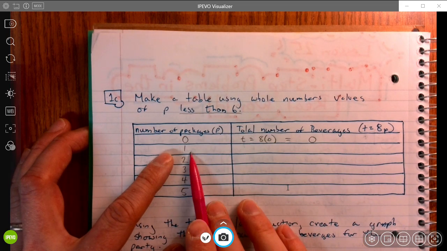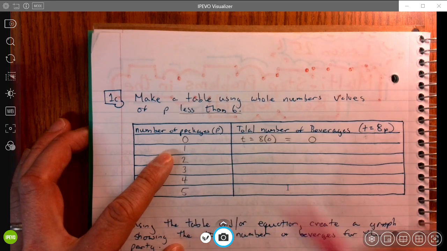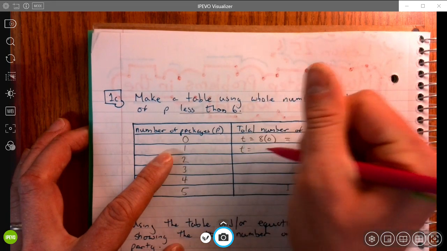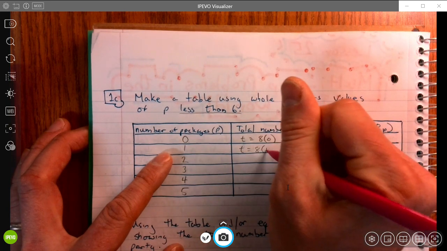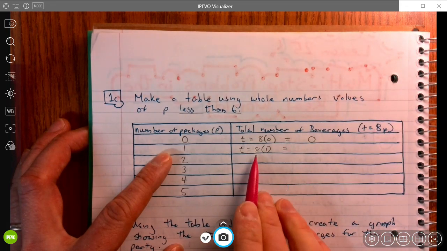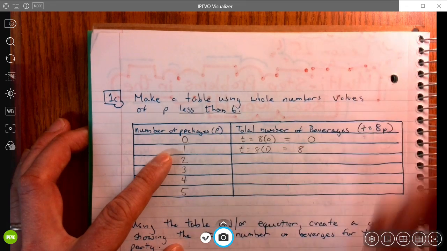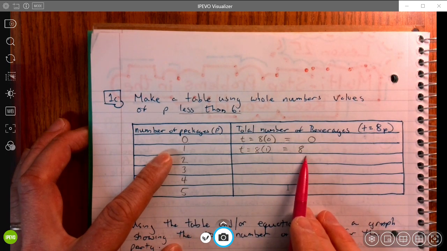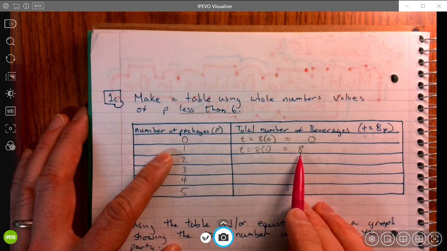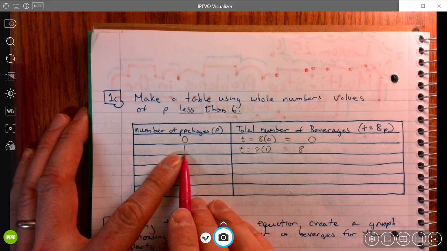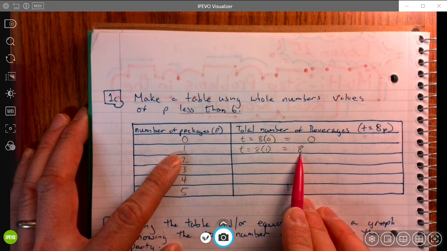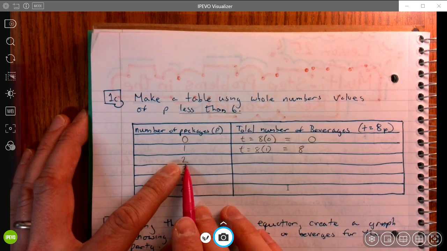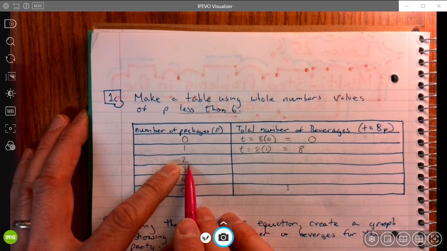Let's do the next one. What if Zin buys 1 package? Again, everywhere I see a P, I'm just going to plug in a 1. 8 times 1 is 8. So let's see if that makes sense. We know that there are 8 beverages per package. So if Zin buys 1 package, he has 8 beverages. Okay? Let's go to the next row.